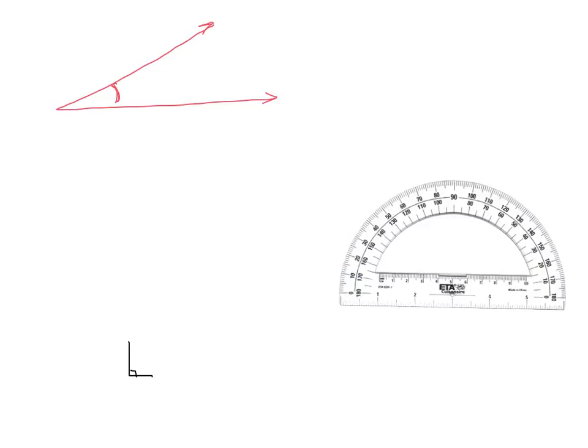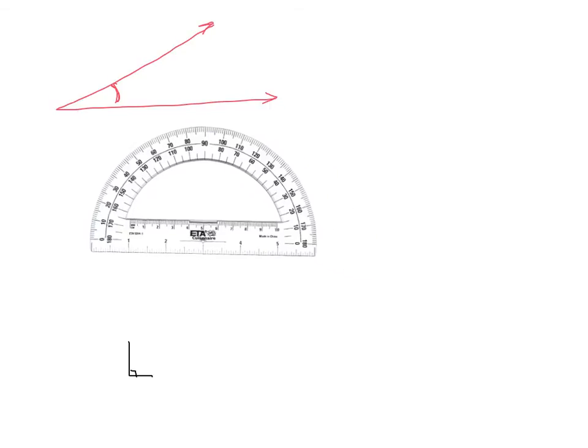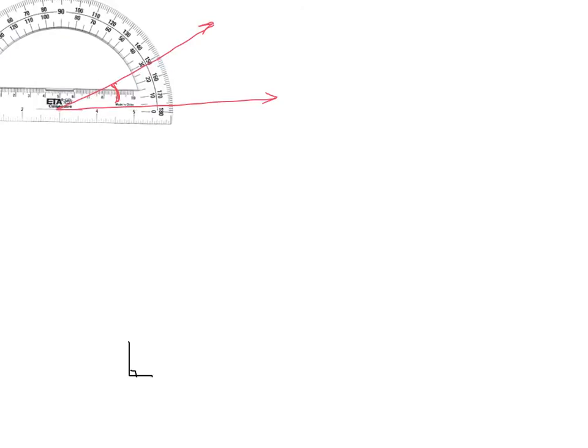So let's go ahead and take our protractor. Now, with a protractor, we want the center on the vertex of the angle, and we also want, oh, look at that, I'm turning the angle instead of the protractor. Normally it would be the other way around. But we also want that 0, oops, there we go.